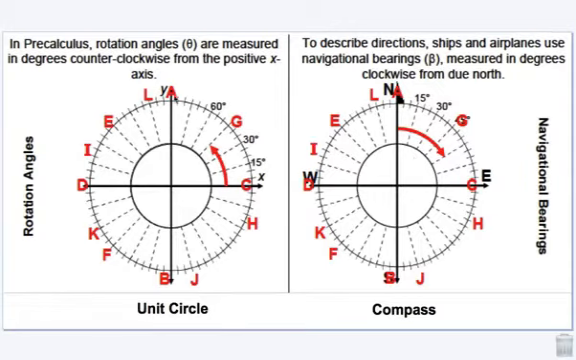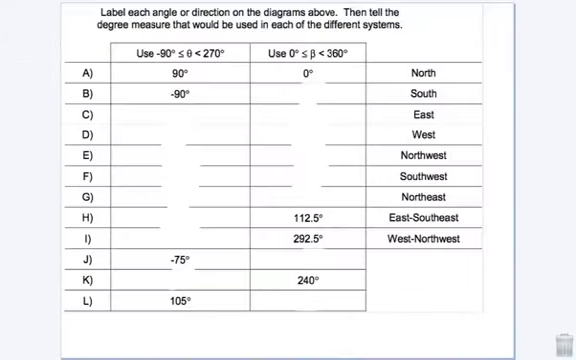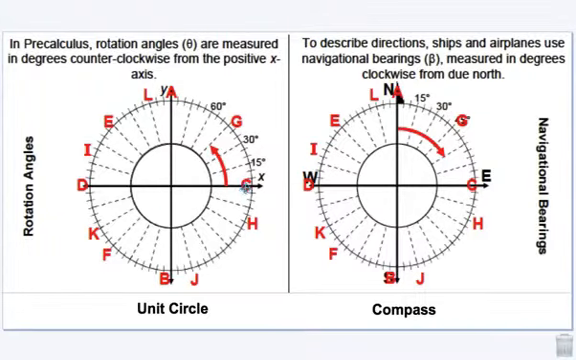These letters correspond to the values. Let me change pages. These values here, your A, B, C, D, E, F, G, all the way down to L. They're on the unit circle and on the compass. That's what those letters are showing you, where those directions are. So let's talk about the unit circle and the compass. They're both very similar to each other.